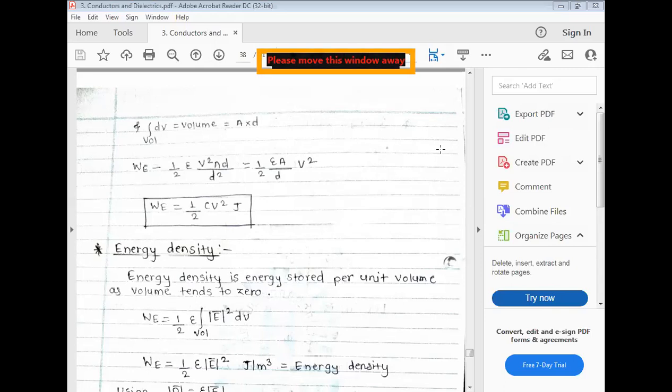Prajakta? Yes, anyone? So who is present in lecture? Swapnali, what is this C in epsilon into A divided by D?